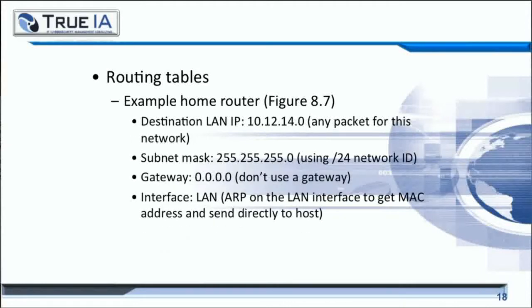Now, let's say the destination LAN IP is 10.12.14.0 with a subnet mask of 255.255.255.0. The gateway, again, usually listed as all zeros, isn't important because it knows its destination IP. So at this point, the router will make a decision that it needs to use its LAN port.